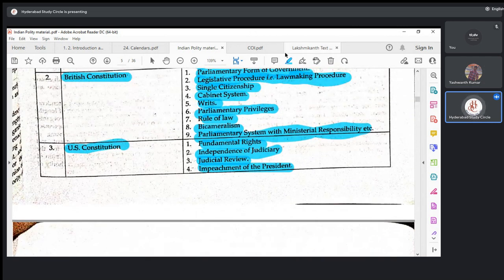Article number 13. Where are you, Yashwant? I haven't revised, sir. I have a mid exam, sir. That's why I haven't revised. So fundamental rights, article number 12 to 35. Please write it down. Judicial review, article number 13.